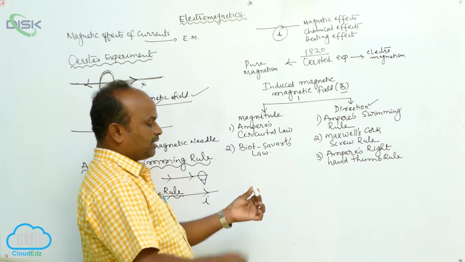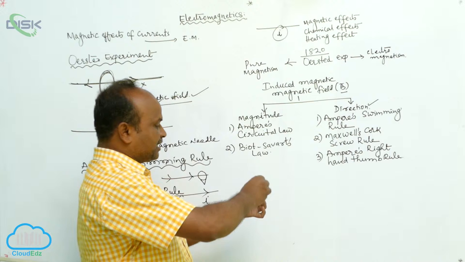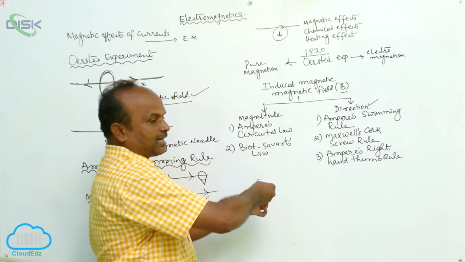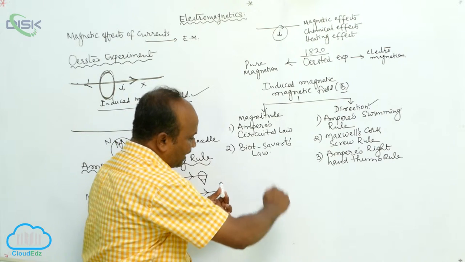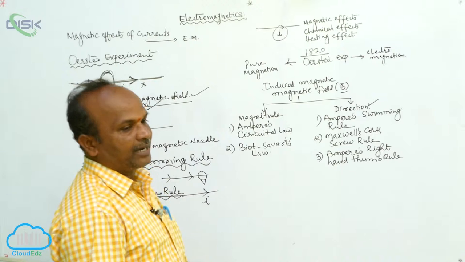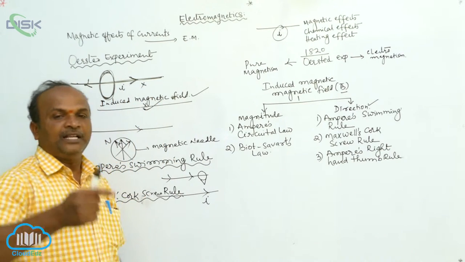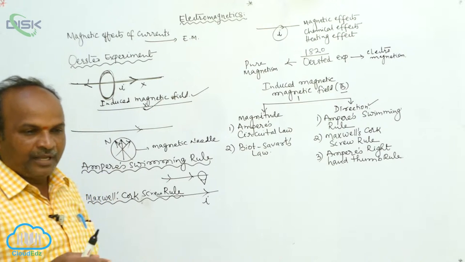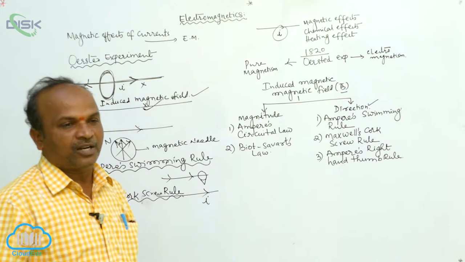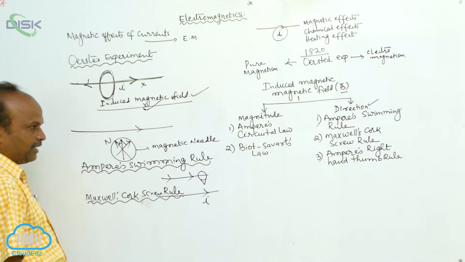Now this is called a corkscrew. Now the corkscrew is rotated in such a way as to move in the direction of the current. In that way the magnetic field is produced. Therefore, if the corkscrew is moved in the direction of current, then the rotation of the head of the corkscrew gives the direction of the induced magnetic field.